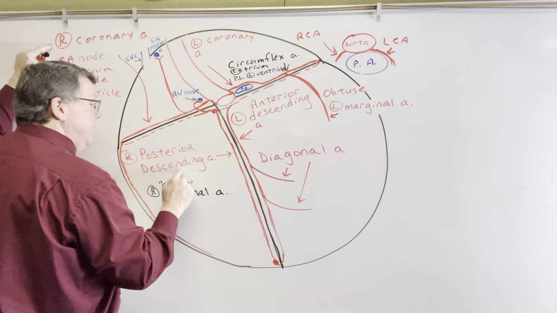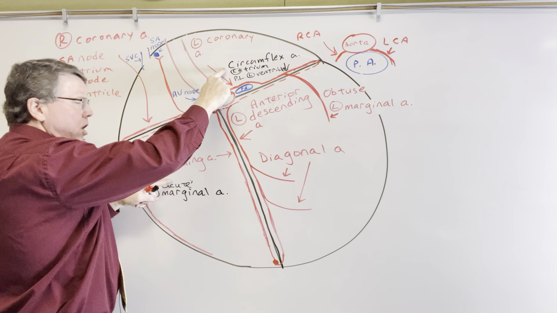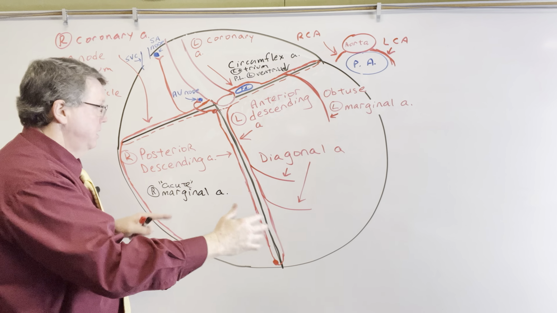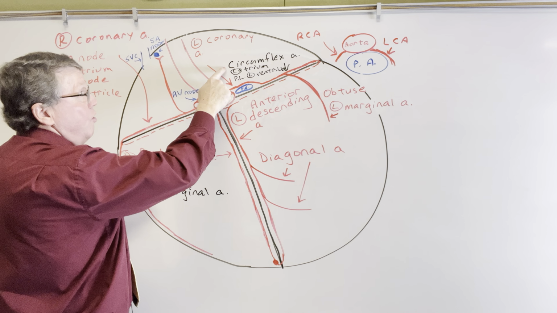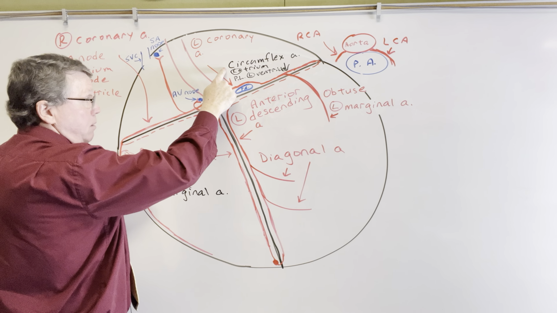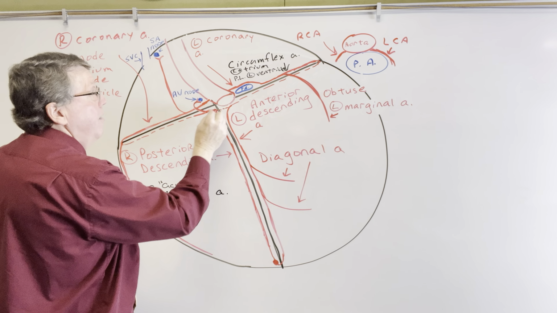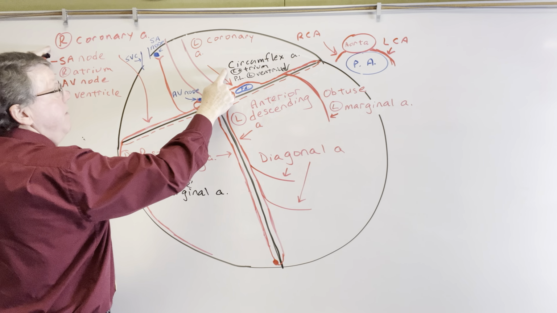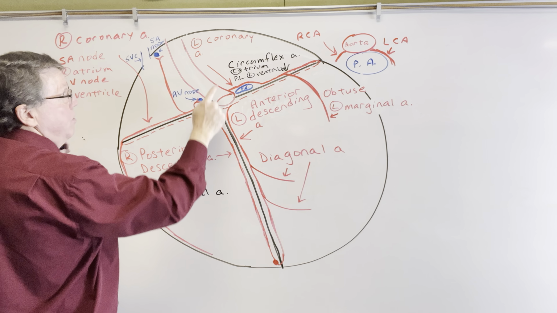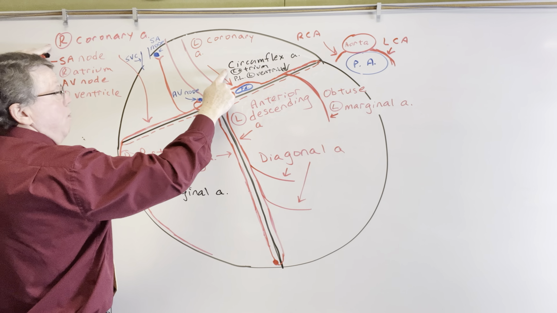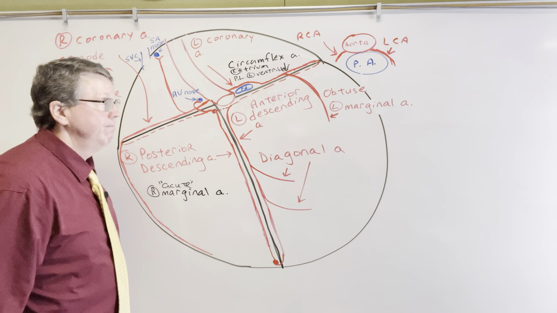If this posterior descendant artery is coming off this circumflex artery, we call that left dominance, okay, because this is on the left side. So if that posterior descendant artery comes off the circumflex artery, which it may sometimes do, we call that left dominance. And sometimes it comes off of both the circumflex artery and the right coronary artery, right? So the posterior descendant artery comes off the circumflex artery and the right coronary artery, and when it does that, we call that codominance. Okay?